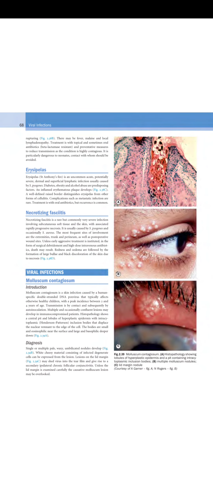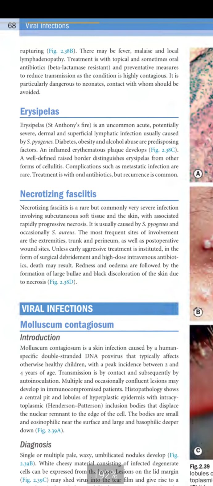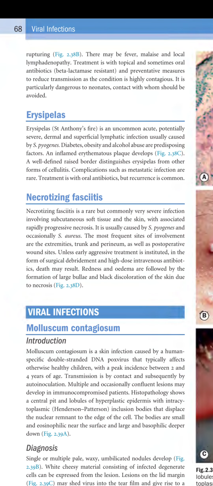Then there is erysipelas, which is also known as St. Anthony fire, an uncommon, acute, potentially severe dermal and superficial lymphatic infection caused by Strep pyogenes. So very important, it is basically the infection of the lymphatics in the superficial skin.